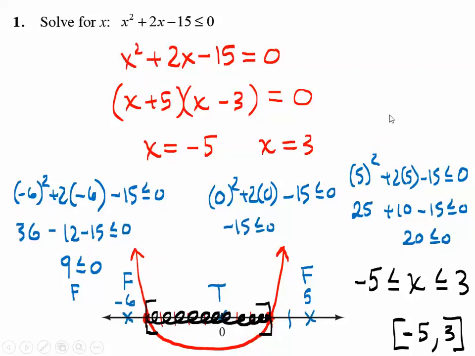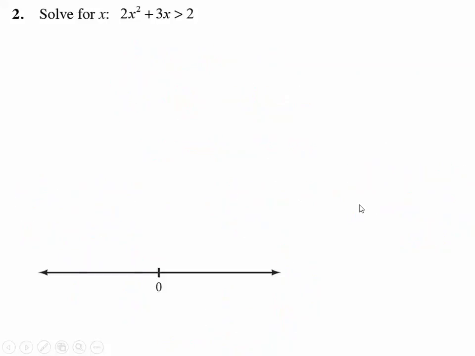Alright, number 2. What happens if we're not comparing it to 0? We're comparing this to 2. Alright, well, we don't like that. We do want to compare everything to 0. So this is what we're going to do. We're going to subtract 2 from both sides. And once we subtract 2 from both sides, it allows us the whole concept of comparing it to 0 anyways.